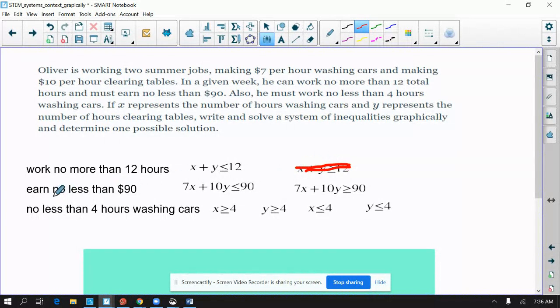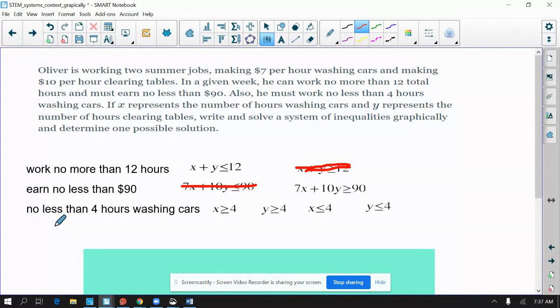What about the second constraint? He can earn no less than $90. $7 per hour for washing cars, $10 per hour for cleaning tables. So if you add those up, that's all the money that Oliver gets. Do you want that to be under 90, or do we want all the money that Oliver gets to be more than 90? He wants no less than 90, so we want it to be more than 90. So we're going to get rid of that guy. 7x plus 10y has to be at least 90.